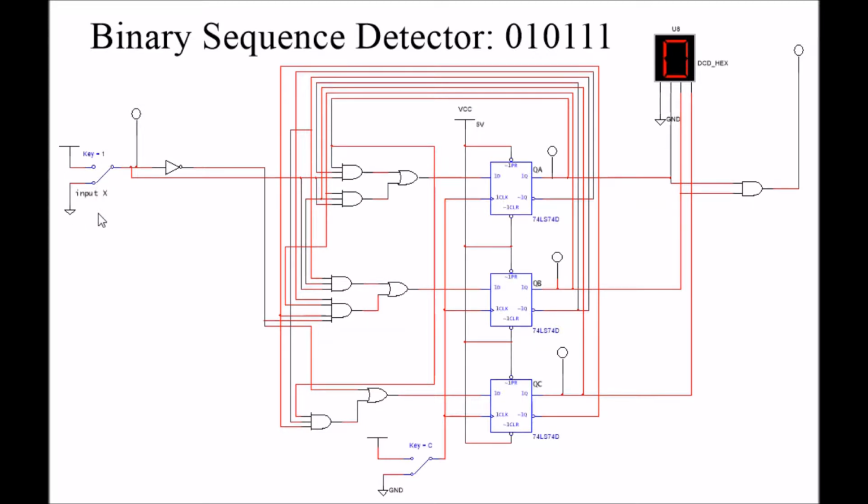When I enter 0 and hit the clock, you see I go to state 1. And then if I enter a 1, I go to state 2. A 0, I go to state 3. Now it's looking for 3 ones in a row. I go to state 4, state 5, state 6, my output light lights up.